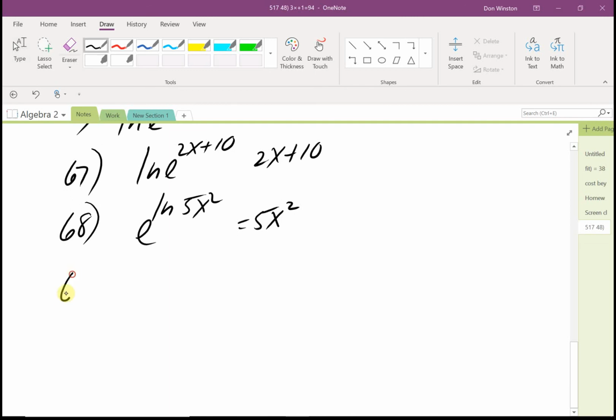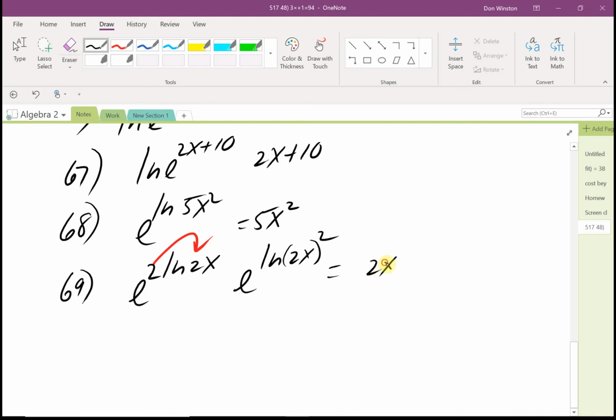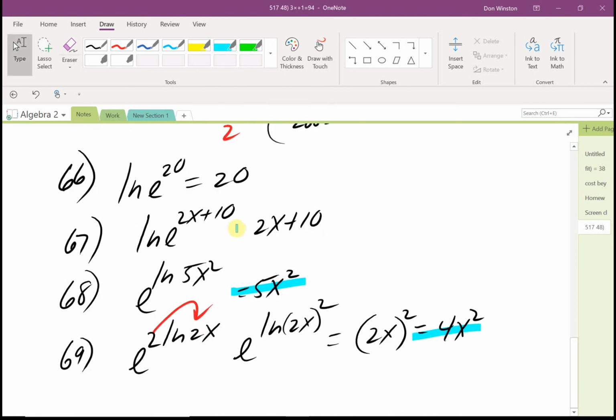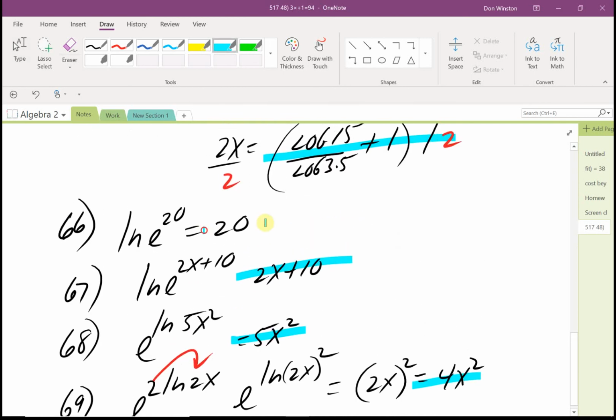And then number 69, I have e raised to 2 times the natural log of 2 raised to the x. Have to make use of the power property. Move that back up, so that's e raised to the natural log of 2x squared. And that will just equal 2x squared, which is equal to 4x squared. Okay, so that was it. So for 69, we had 4x squared, 68, 5x squared, 67, 2x plus 10, and number 66, 20.